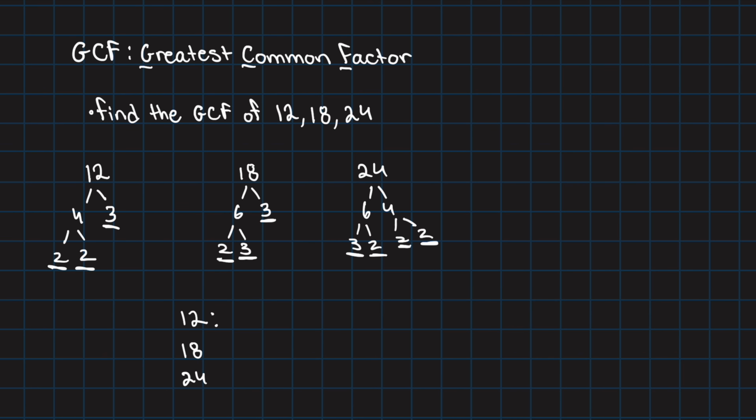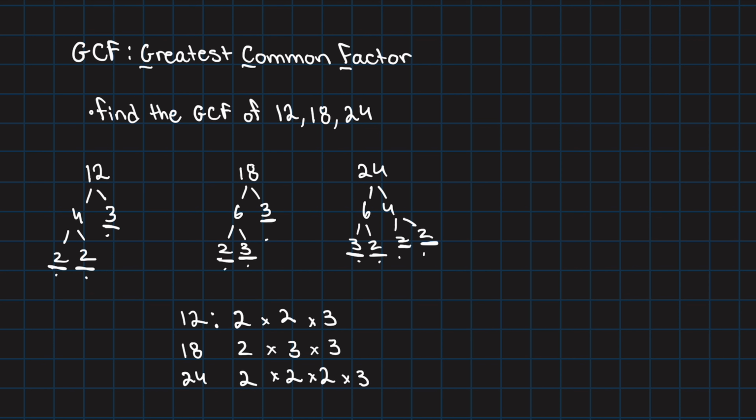So starting with 12, we have 2 times 2 times 3. Then for 18, you have 2 times 3 times 3. And then lastly for 24, you'll have 2 times 2 times 2 times 3.